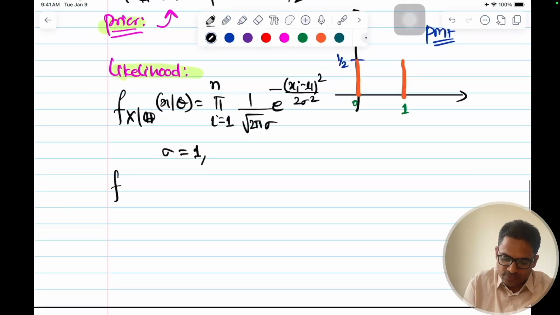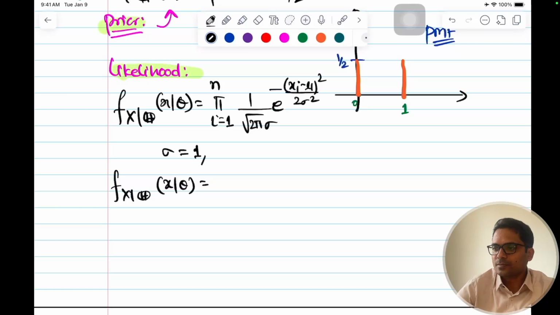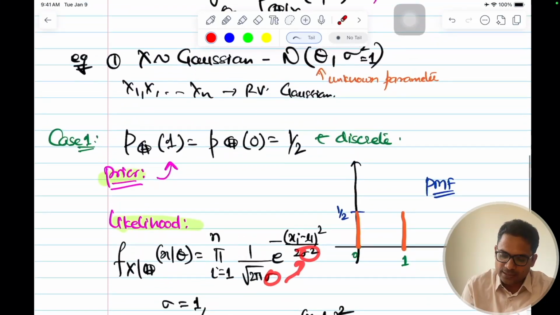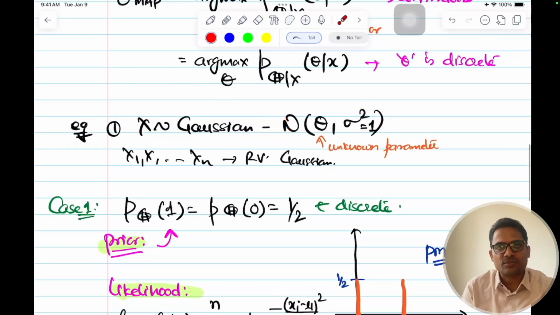Let's put this in: f of x given capital theta is equal to the product for i equal to 1 to n of 1 by root 2 pi, since the sigma is 1, and e to the power minus (xi minus mu) whole square, divided by 2 sigma square. There will be a 2 in the denominator. The sigma square is 1 here, and the sigma is 1 here, because that is the initial distribution we have started with.